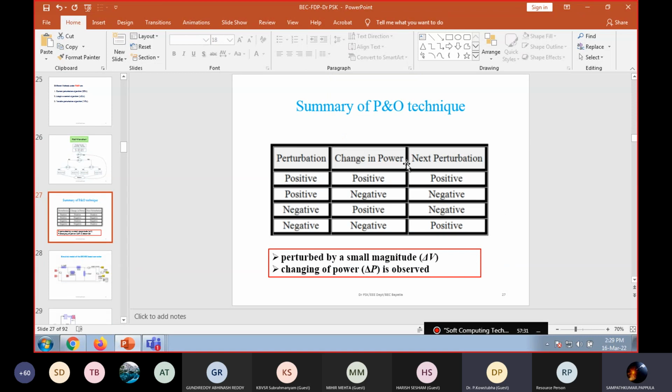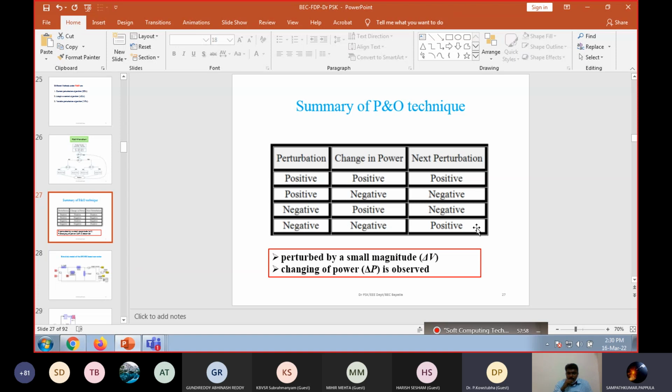Okay, so it can be summarized like this. In the perturbation method, if the perturbation is positive and the changing in the power is also positive, the reference voltage should increase. If the perturbation is negative and the changing in the power is also negative, the voltage reference value should be positive.